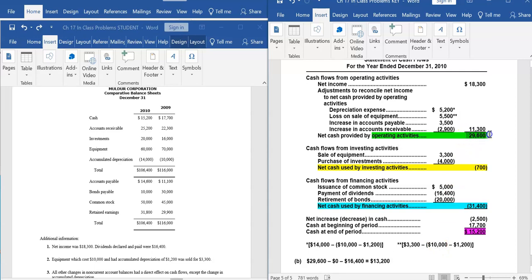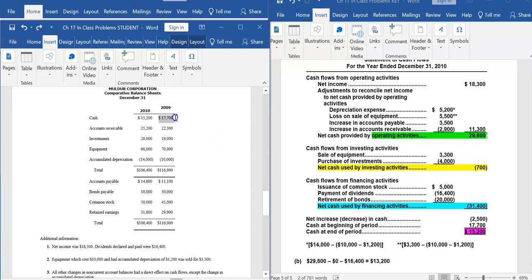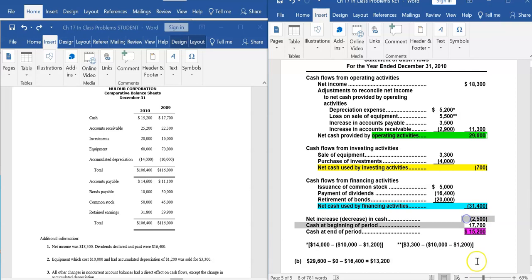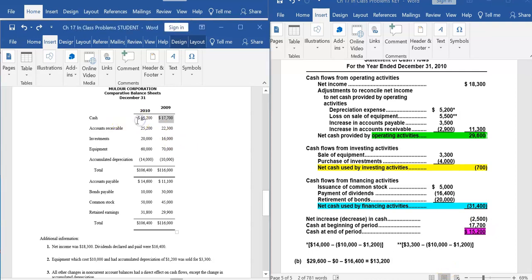Combining the cash inflow from operating with the cash outflows from investing and financing, overall, more cash flowed out of the company during the year than what was brought in. I can see that and reconcile it here with our cash balances. Beginning cash balance was $17,700, combined with the overall cash outflow during the year, results in an ending cash of $15,200, which reconciles with the ending cash at the end of 2010.